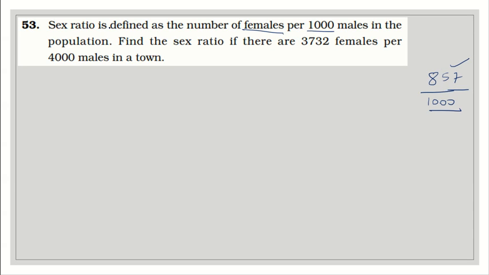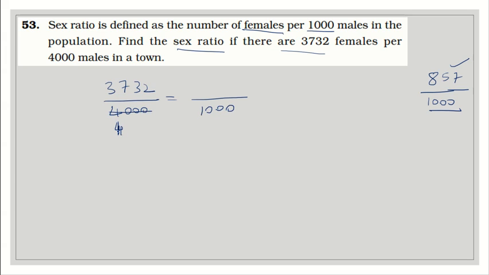So here the same thing he is saying, sex ratio is defined as the number of females per 1000 males in the population. Find the sex ratio if there are 3732 females when there are 4000 males in a town. Now you have to convert it to the denominator 1000. That means I have to divide 4000 by 4.